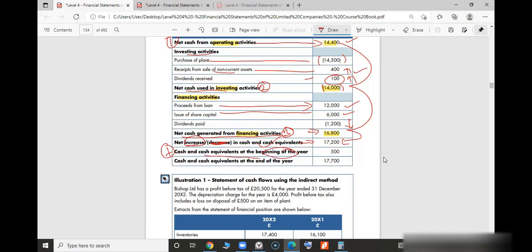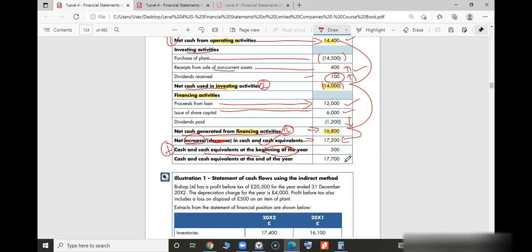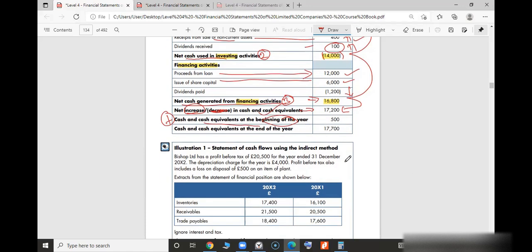At the beginning, where do you get it from? From the balance sheet again, or financial position. How much cash or cash equivalent you had. Added up together, you get equals to closing cash and cash equivalent, 7,700. These two figures are given in the exam: 500 opening cash and cash equivalent and closing cash and cash equivalent. These are given in the balance sheet.